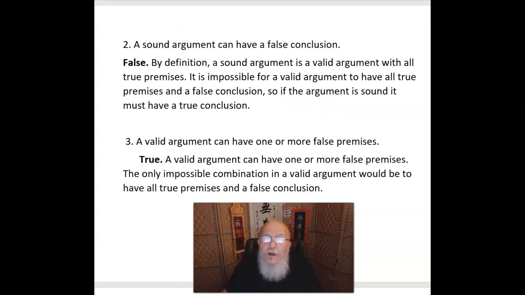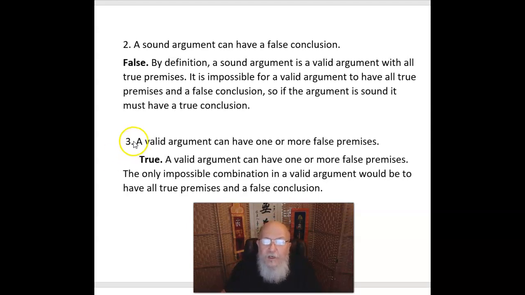Consider number 2. A sound argument can have a false conclusion. That's false. Why? By definition, a sound argument is a valid argument with all true premises, and it's impossible for a valid argument to have all true premises and a false conclusion. So if the argument is sound, it must have a true conclusion. Consider, every sound argument is also a valid argument. Okay? Every sound argument is a valid argument, but not every valid argument is a sound argument.